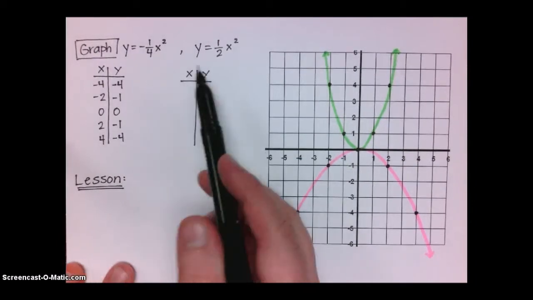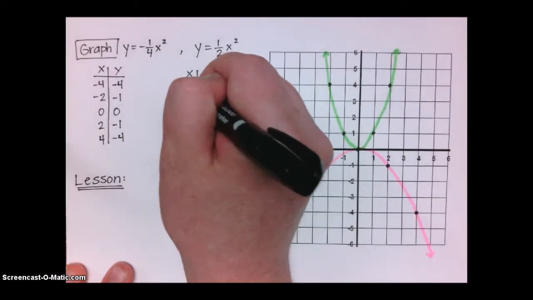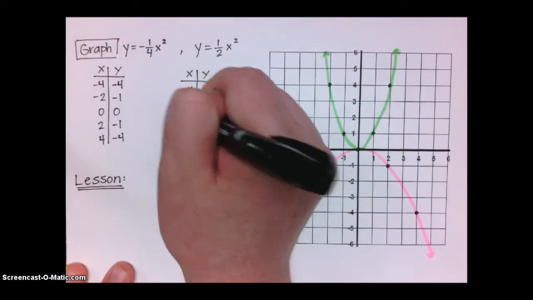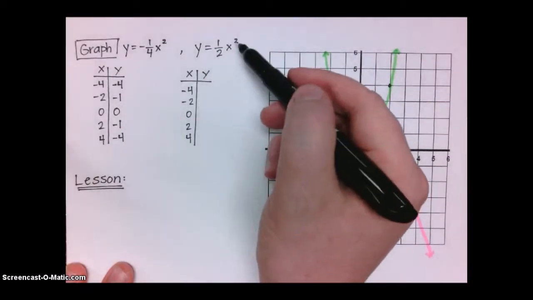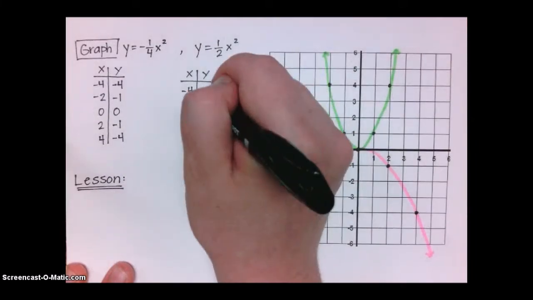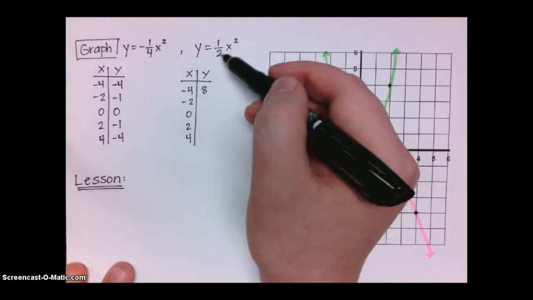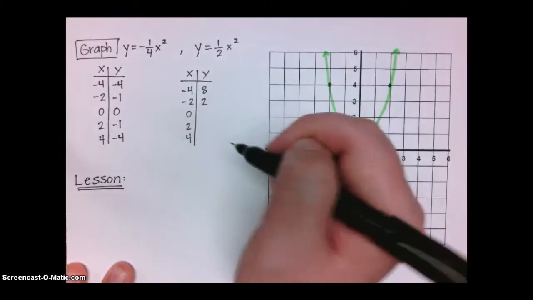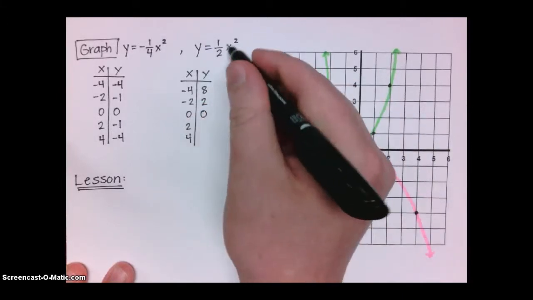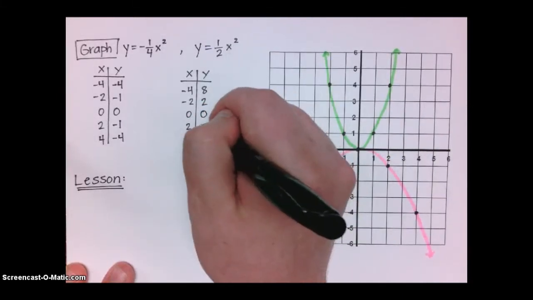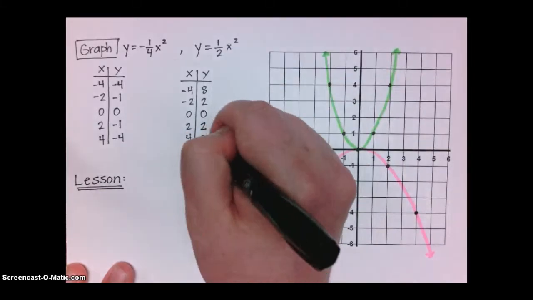We're going to try another one. Let's try 1/2 x squared, okay. I'm going to try the same points, negative 4, negative 2, 0, 2, and 4. So when I plug in negative 4 and I square it, I get 16 divided by 2, which is positive 8. Let's plug in negative 2. Negative 2 squared is 4, divided by 2 is 2. Plugging in 0 times anything is still 0. Plug in 2. 2 squared is 4, divided by 2 is 2. And plug in 4. 4 squared is 16, divided by 2 is 8.